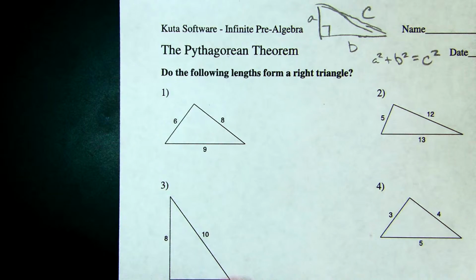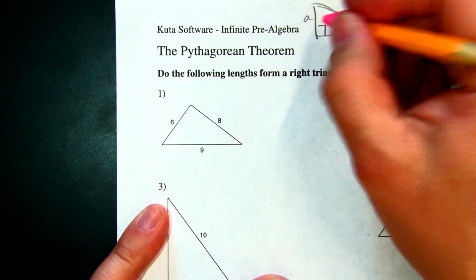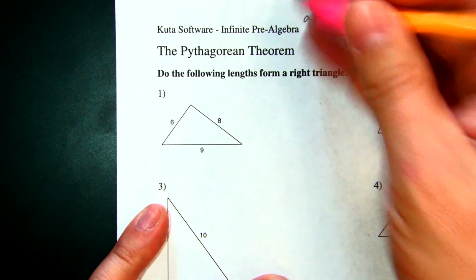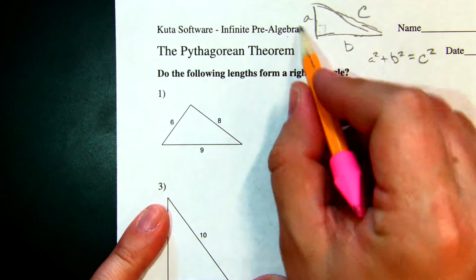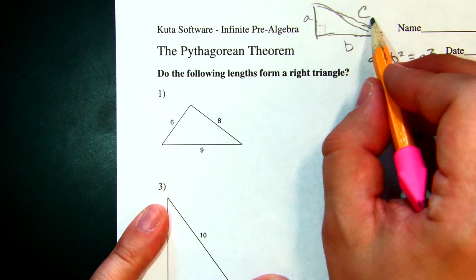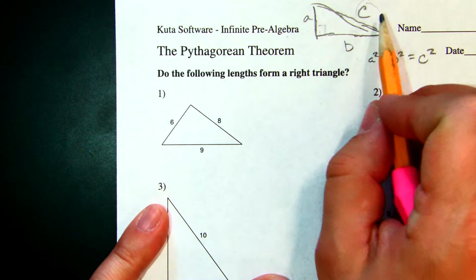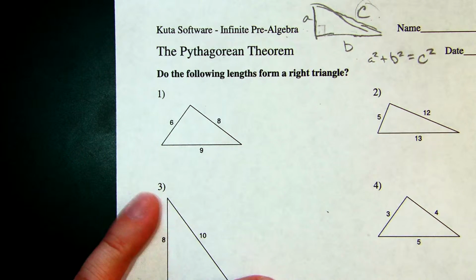The converse of the Pythagorean theorem tells me that if I have a triangle, and I don't know it's a right triangle, I'll just erase this angle here, and I know the lengths of the sides, then if C is the longest side of the triangle, and if A squared plus B squared equals C squared, then I know it's a right triangle. Let's use that here, I'll show you what I mean.